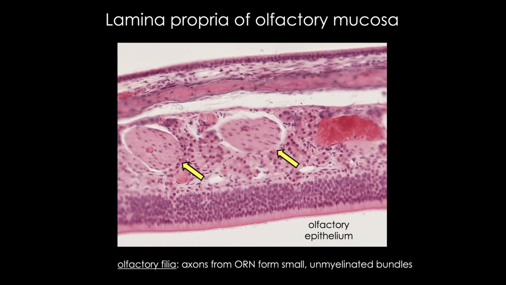Next, we see that in the lamina propria, a number of olfactory fila. These fila, they should look a lot to you like nervous tissue. That's what they are. These are bundles of olfactory neuron axons. There's about 20 in number on each side of the nasal cavity. Just like other axons, these are surrounded by a Schwann cell sheath, and they form the olfactory nerves that project to the olfactory bulb.